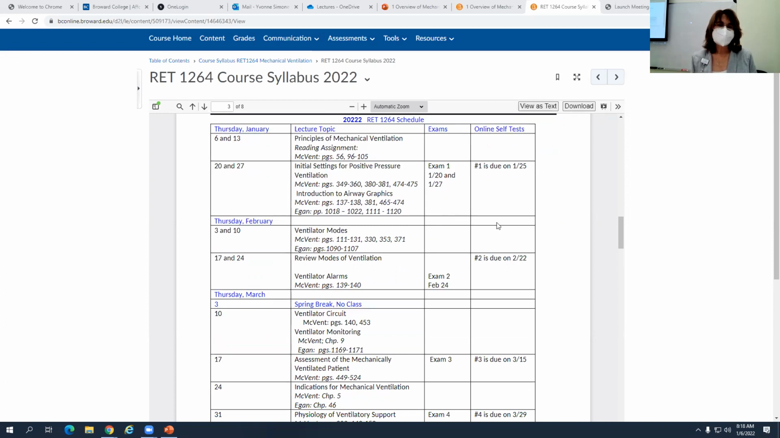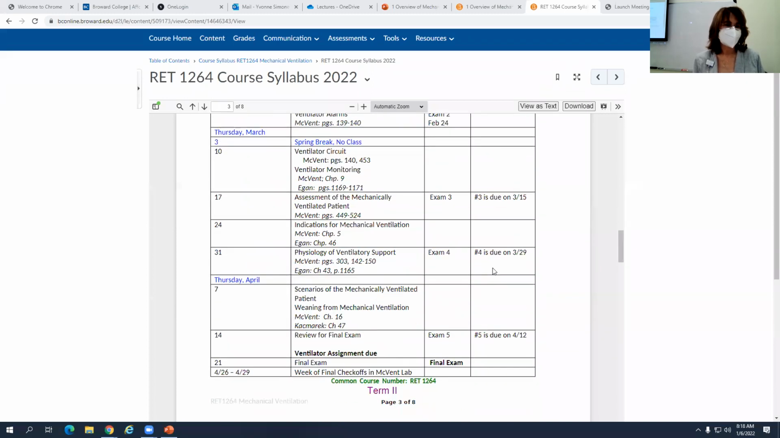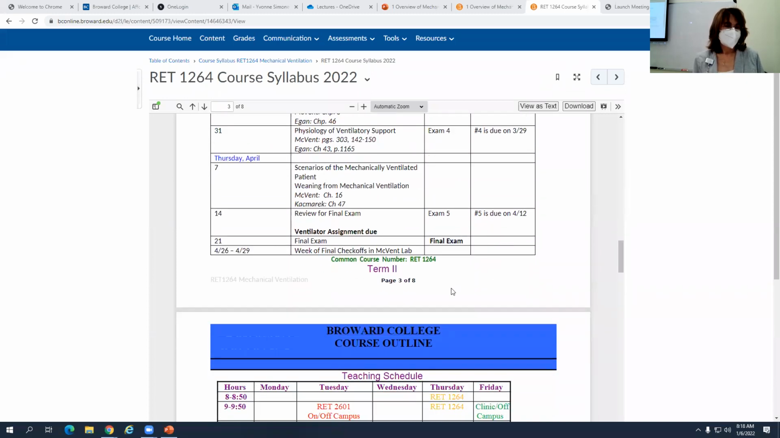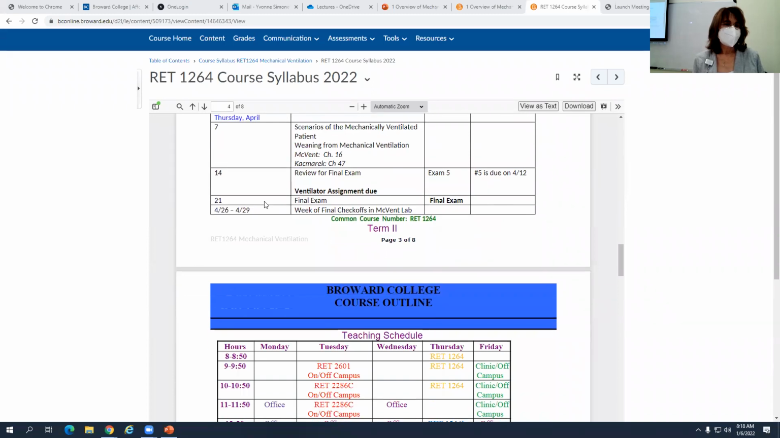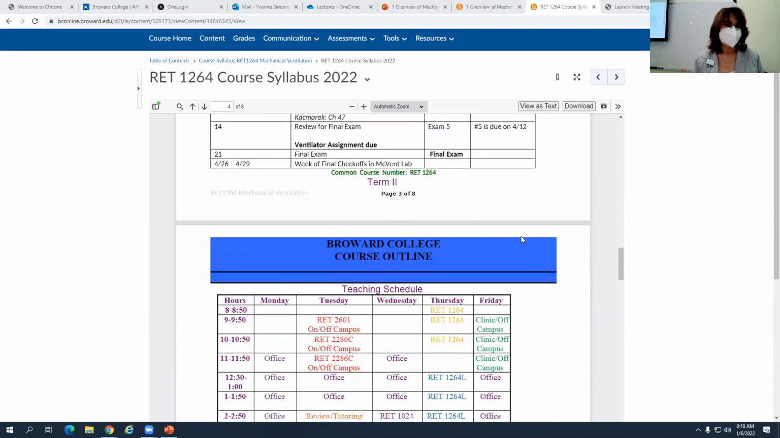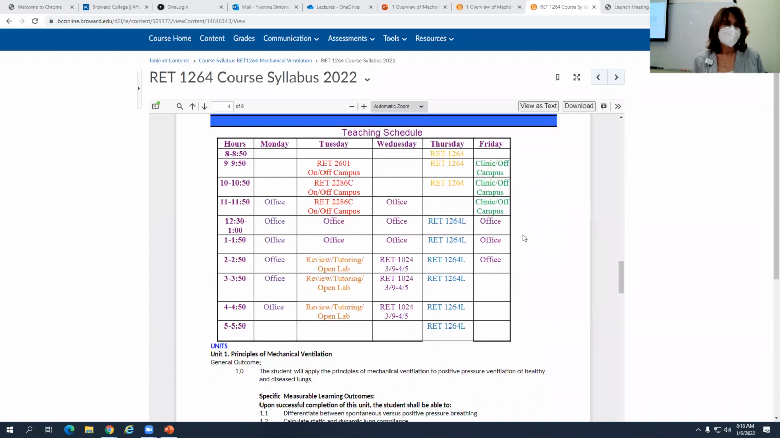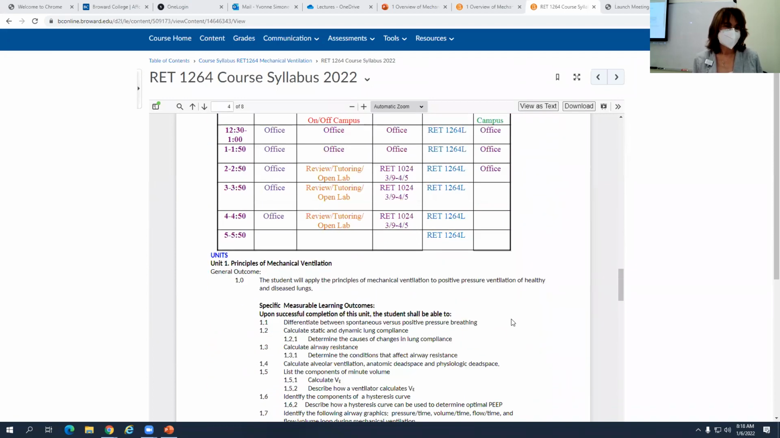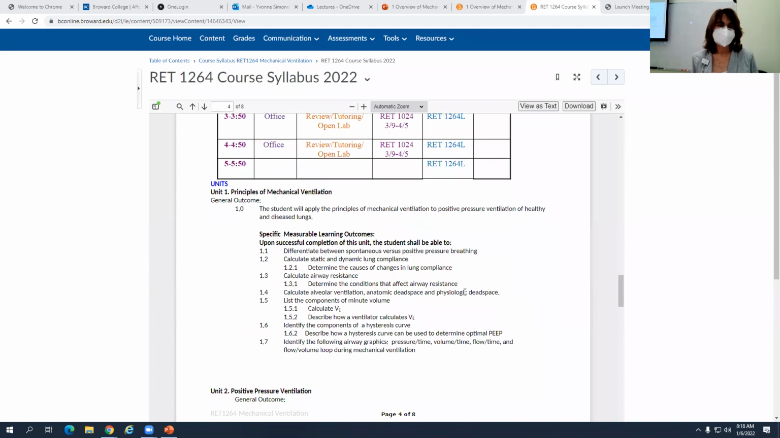And then your online self-tests, of course, when you click on assessments in D2L, it shows you when the online self-tests are due. The final exam is on April 21st. This is my teaching schedule, my office hours. And then the rest of this is the course objectives for the course.